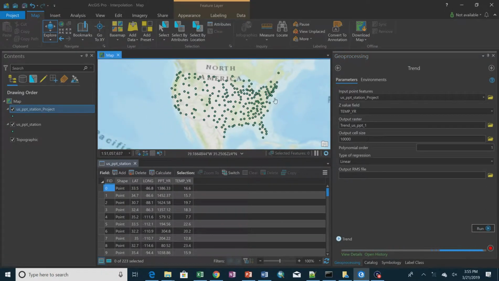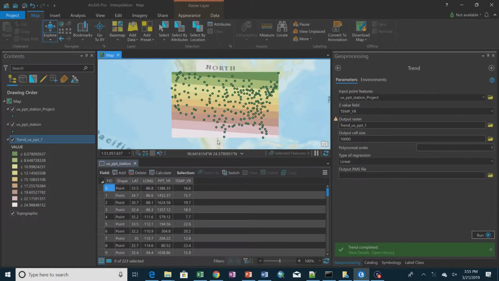So it'll be something like this. There'll probably be some points, maybe in extreme eastern Maine, that don't get predicted. If we wanted to change that, we could specify that in the environments. Specify that we wanted to use a different... okay. So what is this diagram telling us here?